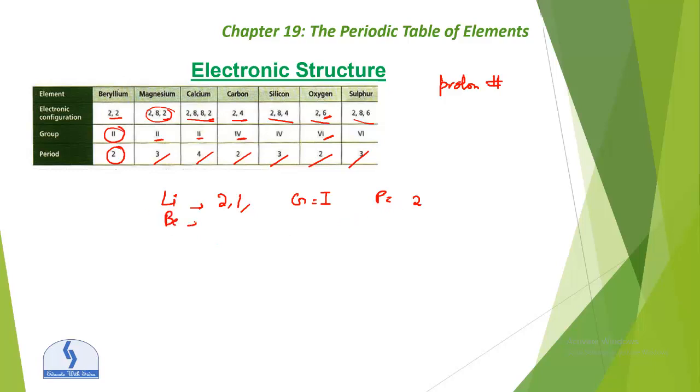Now, beryllium. Beryllium has the electronic configuration of 2, 2. So the group number will be 2, and the period number will be, how much? 2. Yes, the period is also 2.